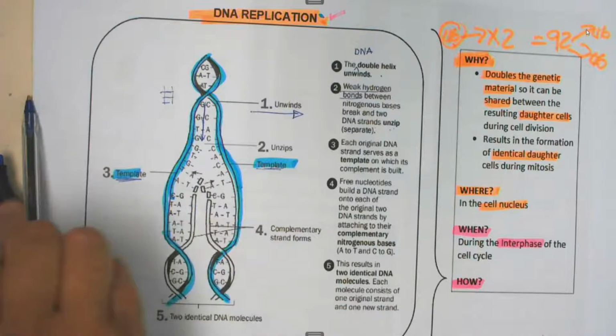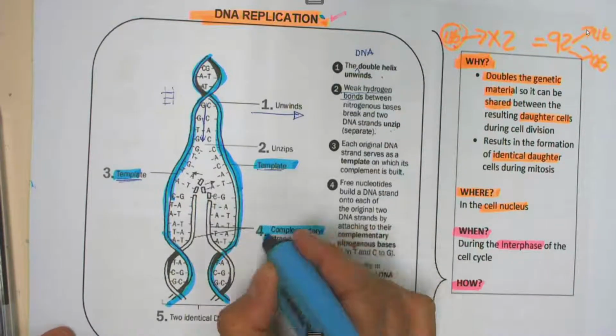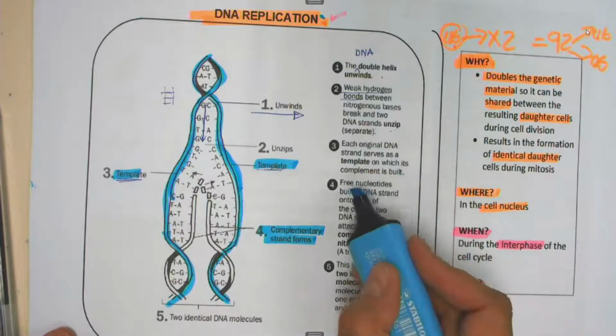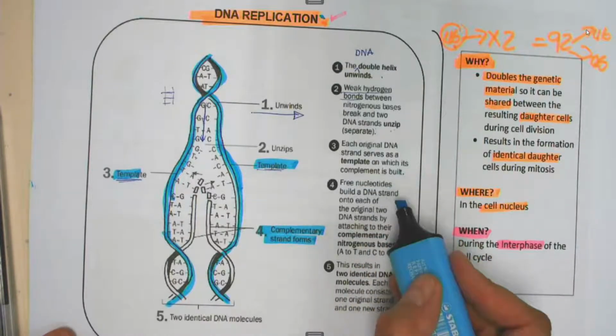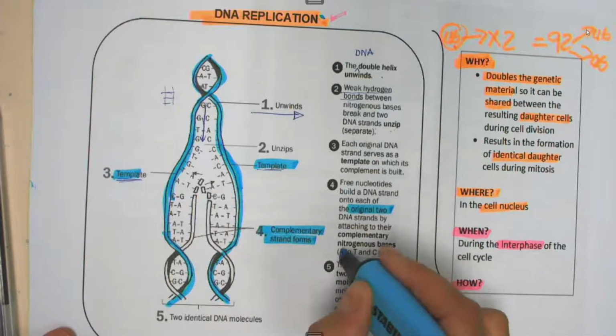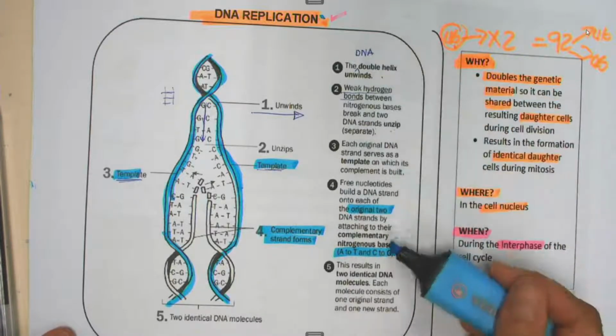And that is why they say here at number 4 that we're going to have complementary strands forming. Have a look here. Free nucleotides build a DNA strand using the original strand, so that A and T, C and G will combine with one another. So that is how you explain it.